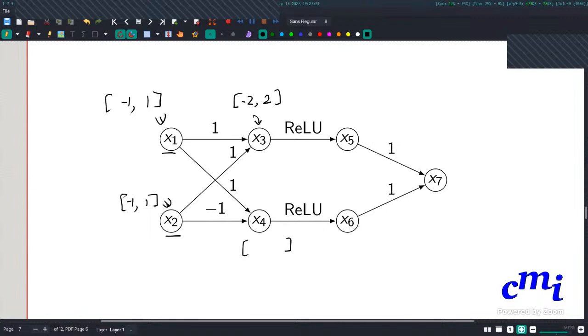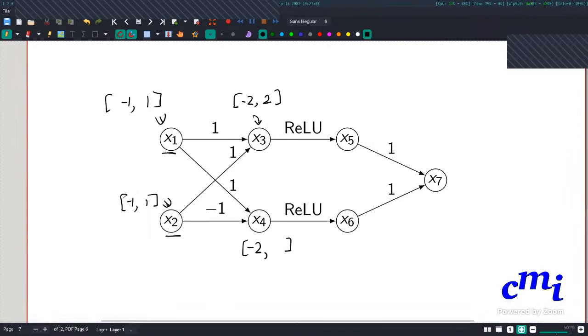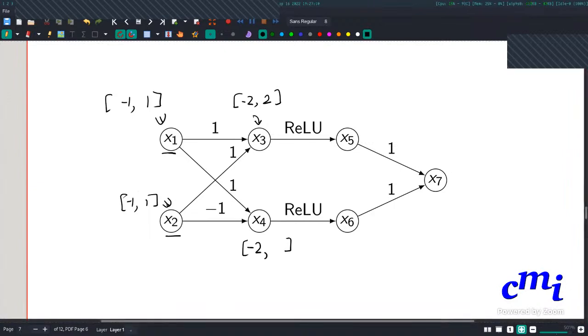But yeah, again, if x1 is -1 and x2 is 1, then you'll get the minimum possible, and that will be -2. Similarly, the maximum possible will be when x1 is 1 and x2 is -1. So that will be 2. Okay. Right, got it. Yes.